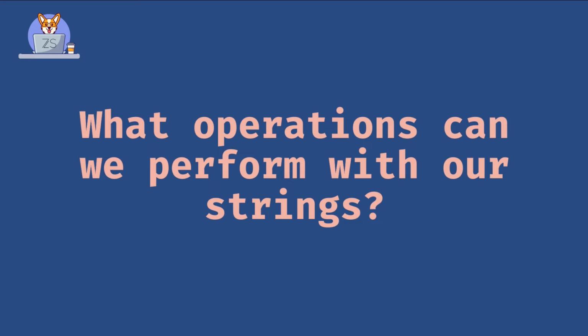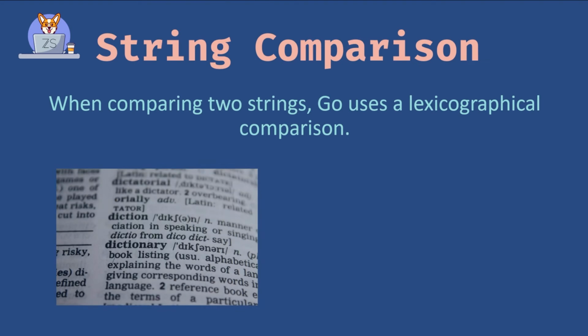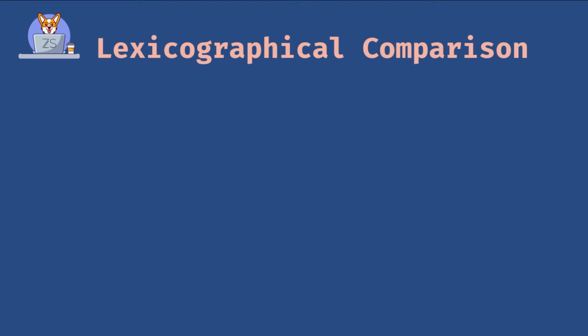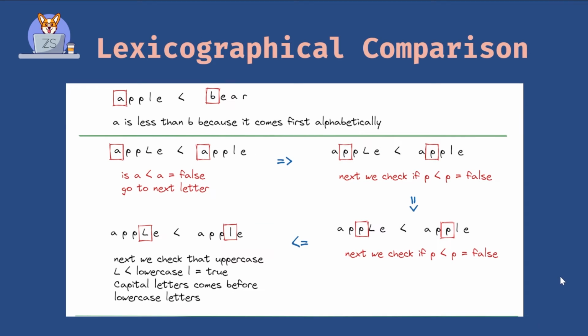What operations can we perform with our string? We can use all comparison operators to compare two strings. When comparing two strings, Go uses a lexicographical comparison. In computer science, lexicographical order is how words are alphabetically ordered based on how they are spelled. This is also known as dictionary order. They are compared from left to right, character by character.